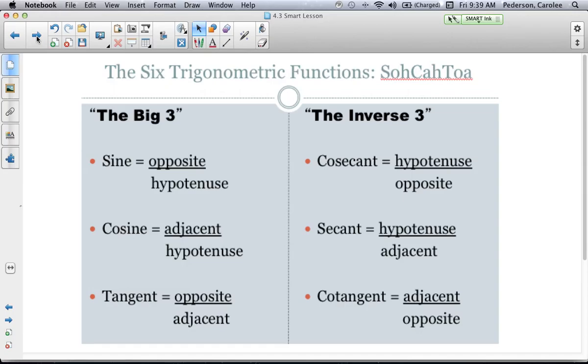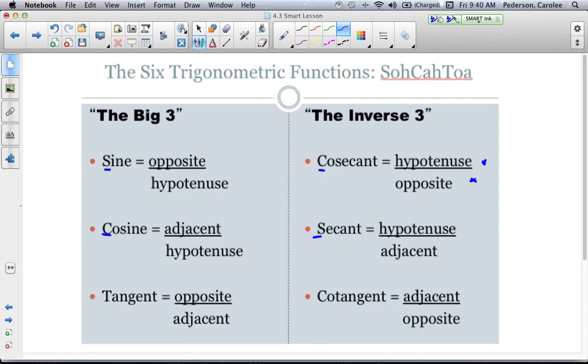The way I remember the inverses is I do the sine, cosine, and tangent in that order, and then these are the opposite, S and C. So it's cosecant, and then you just reciprocate that sine function. So now you have hypotenuse over opposite. The way I remember the secant, it's the opposite. So hypotenuse over adjacent, and then cotangent is the reciprocal of the tangent. So that's adjacent over opposite.